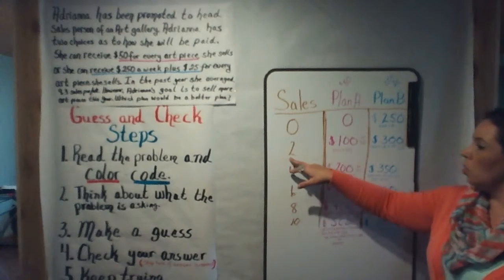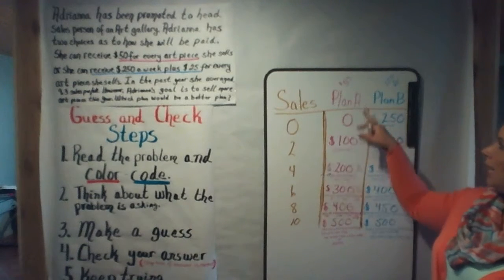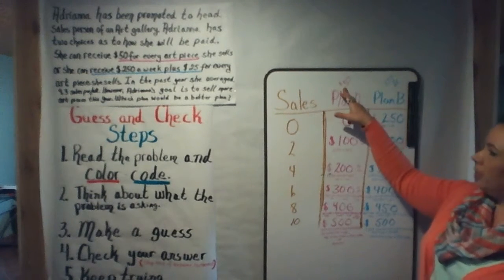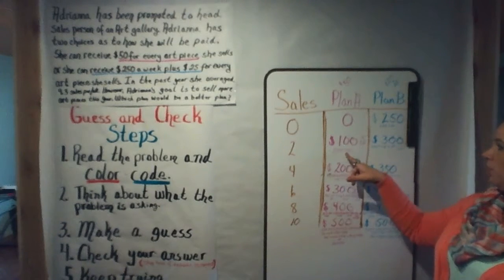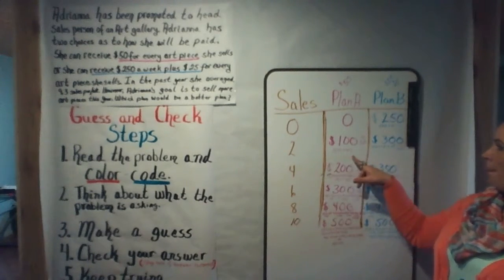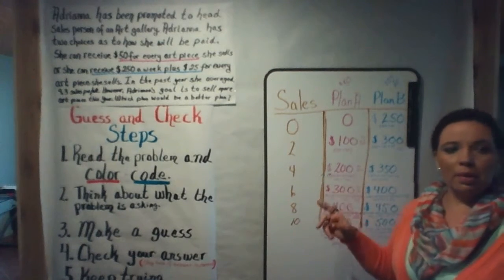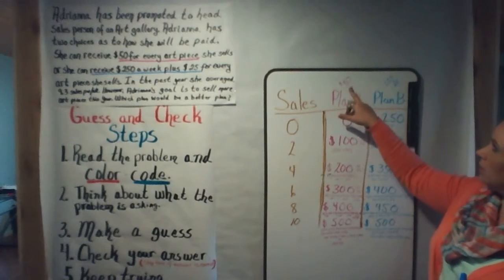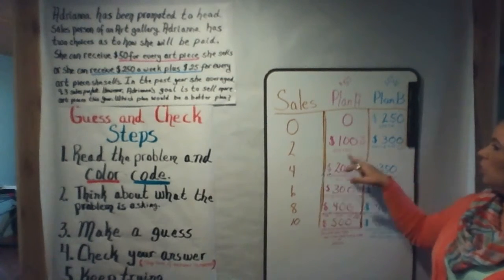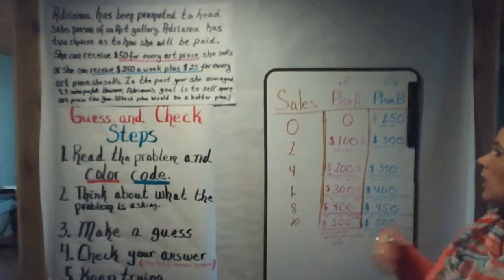If Adriana sold 2 art pieces with plan A, she would get $50 each. So what you could do is 50 plus 50 is $100. Or if you like multiplying better, you could do 50 times 2, which would be $100. Okay, and you would just kind of go on.